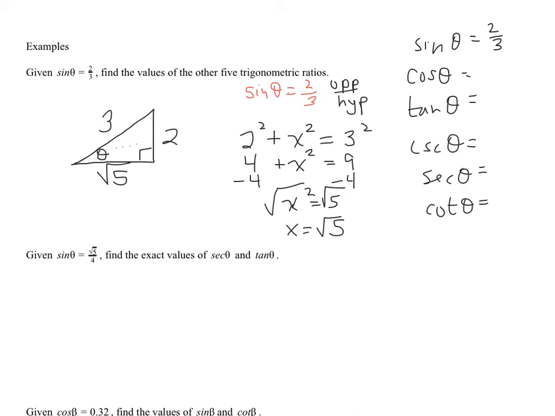So now everything works just like it did before. We know this is the hypotenuse. We know this is the opposite, because that's how I set up my triangle. And so this is, of course, the adjacent. So cosine is adjacent over hypotenuse. Remember, sine is opposite over hypotenuse. Cosine is adjacent over hypotenuse. Tangent is opposite over adjacent. So adjacent over hypotenuse is going to be square root of 5 over 3.